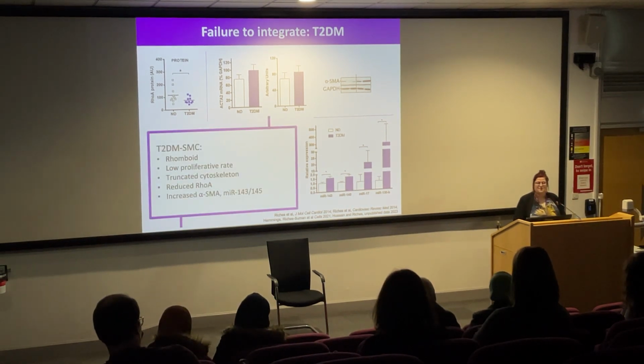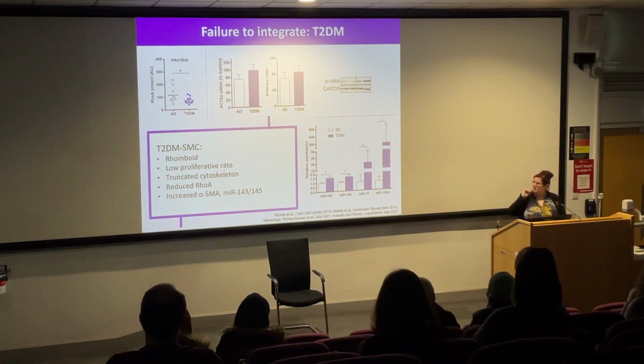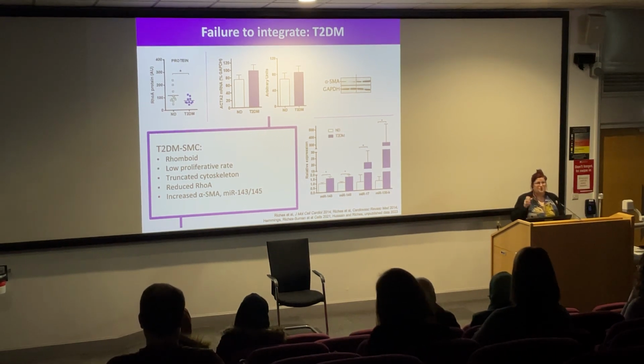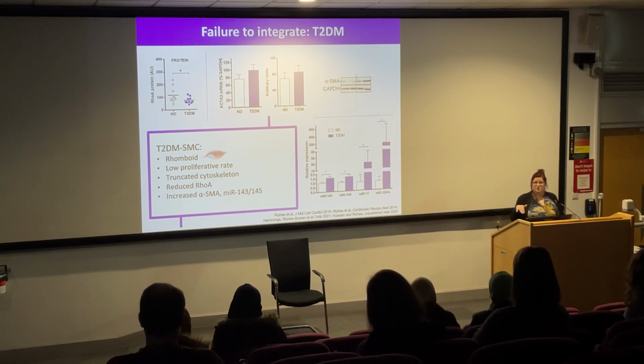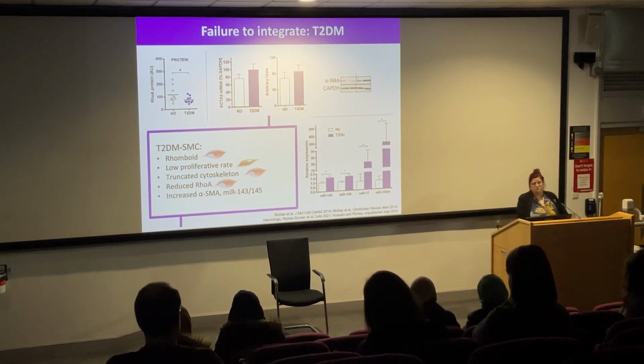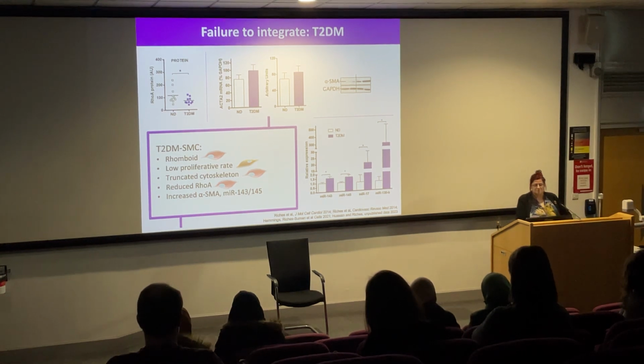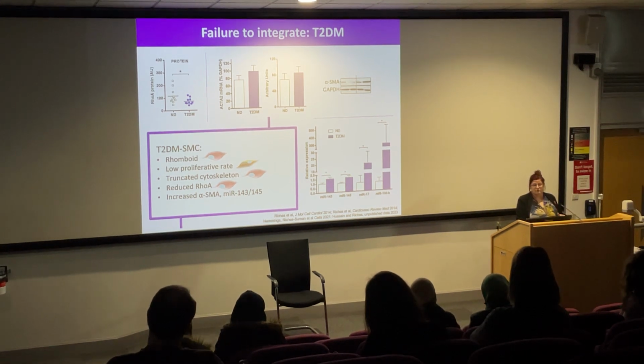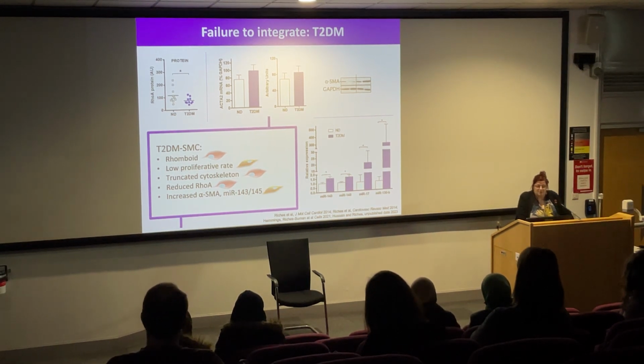But what we see if we map that onto what we know about our smooth muscle cells: type 2 diabetic smooth muscle cells are rhomboid. They lose that spindle morphology, which is what you'd expect to see in a dedifferentiated smooth muscle cell. They have a low proliferative rate, which is what you'd expect in a contractile smooth muscle cell. They have a truncated cytoskeleton, so they don't have those fibres that allow them to contract, which is what you'd see in a dedifferentiated cell. They have reduced RhoA, which you see in a dedifferentiated cell, but they have increased smooth muscle actin. They have increased miR-143 and 145 and reduced KLF4 because of that, which is what you'd see in a contractile smooth muscle cell.